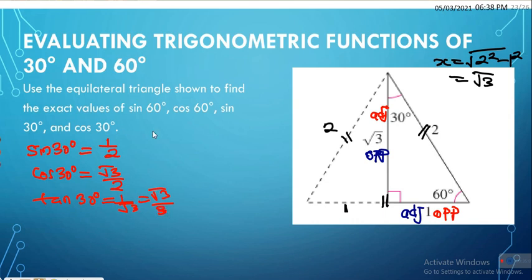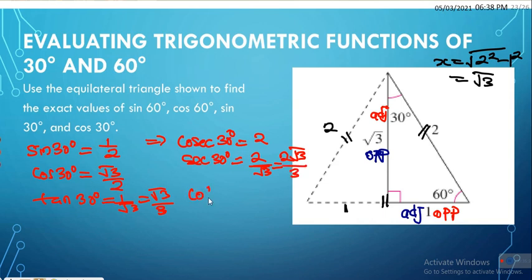So from these ratios we can obtain the reciprocal ratios. Cosec 30 equals 2, sec 30 degree equals 2 over root 3, which is 2 root 3 over 3, and cot 30 degree equals 3 over root 3, which is actually 3 root 3 over 3, which is just root 3.